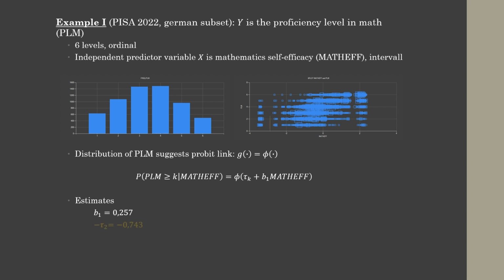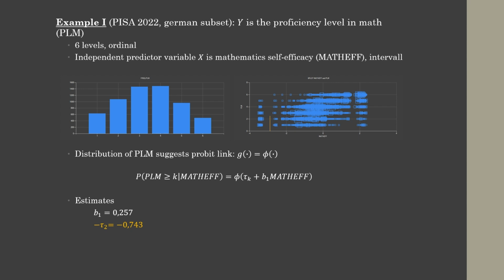The first cut point, of course, by definition, is minus infinity, since the probability of PLM taking level 1 or higher must be 1, regardless of mathef. The second cut point is an estimate, and it is minus 0.743. That is, to predict PLM taking category 2 or higher, the scalar bx must exceed minus 0.743.